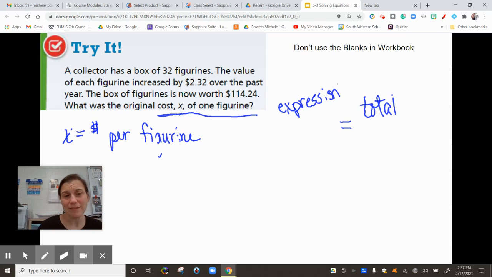Okay, so let's see if you have the same thing that I have. So to write the expression, in this case, the expression is that the original value is X, and now that is increased by $2.32.